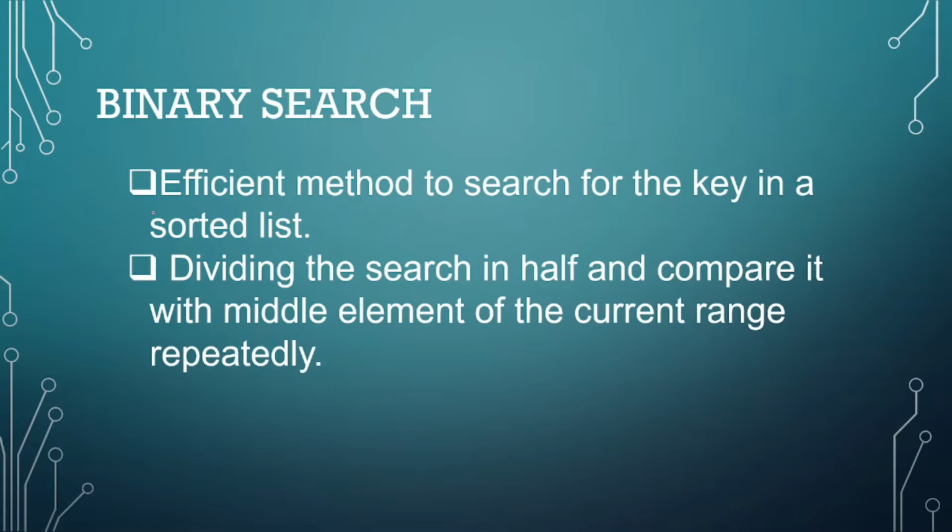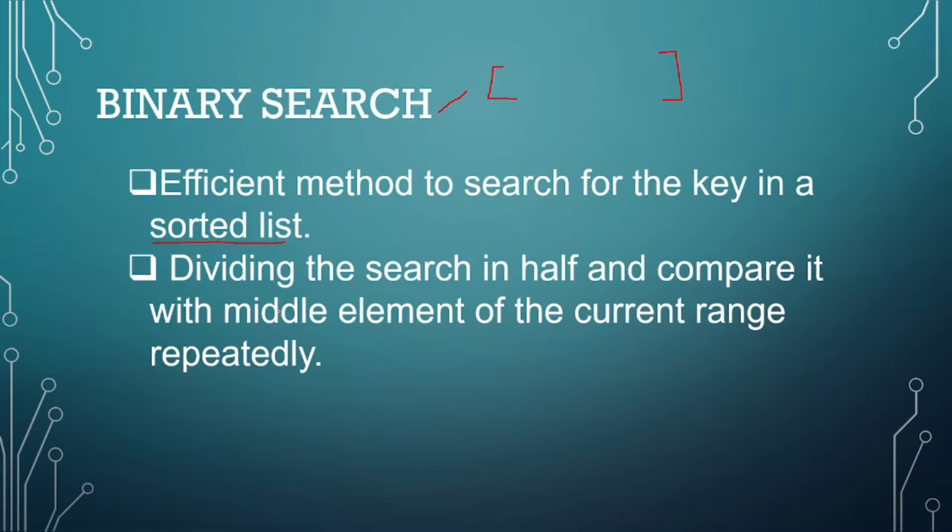What is the meaning of binary search? It is an efficient method to search for a key in a sorted list. The very important thing in binary search is that your list should be sorted, which means it should be in proper ascending order. Then only it is easy for you to identify your key. Key means the searching element.